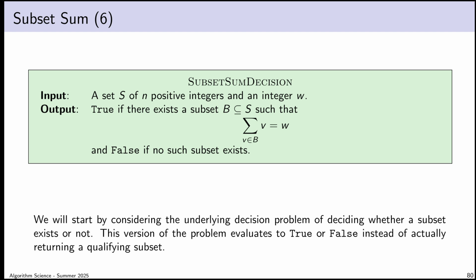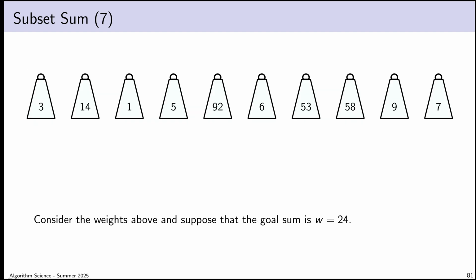So instead of initially solving the problem of finding the subset, I'm going to begin by just solving the problem of deciding whether a subset exists. I'm going to answer a yes or no question. So you give me a set of positive integers and some goal sum W. I'm going to return true if there is a subset that adds to W and false otherwise. I won't give you the subset. I'll just tell you whether there is a subset that exists. And my hope is that once I solve that problem, I can work backwards to actually find the subset efficiently.